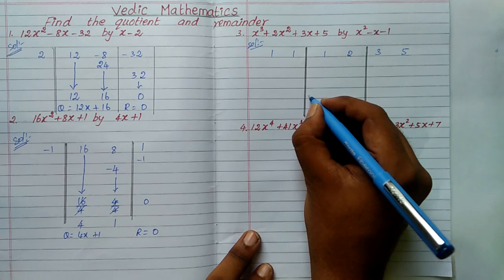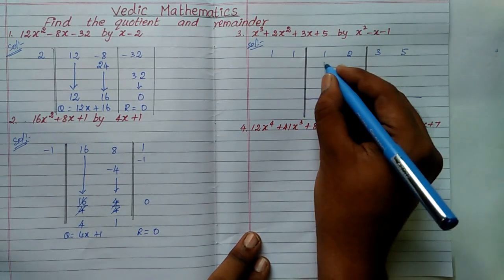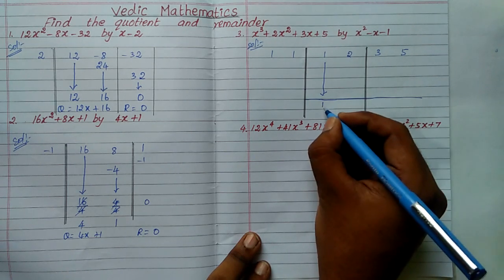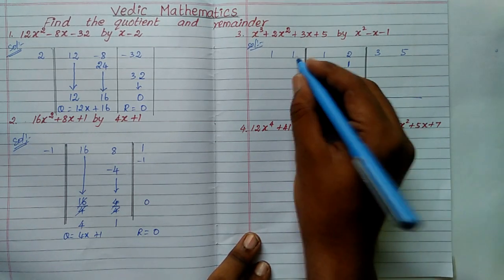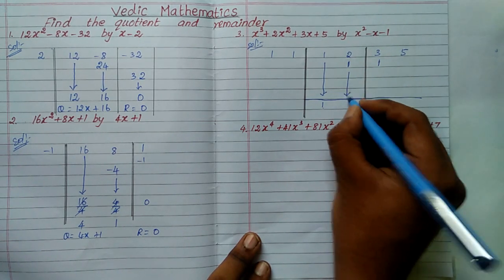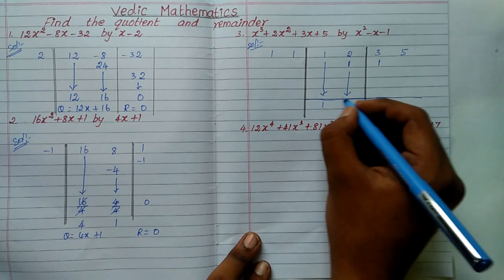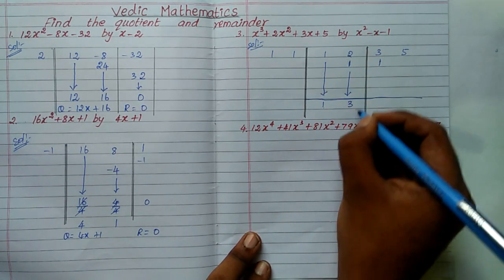Now 1, we have 1, so take the same 1 here, and 1 into 1 is 1, and 1 into 1 is 1, and 2 plus 1 is 3. 1 by 1 I am taking, I am not adding everything. First time only 1, second time the second value. So 2 plus 1, 3.